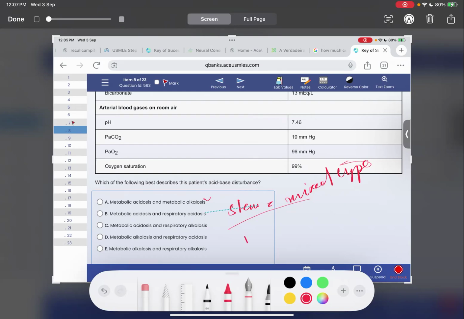If you have mixed type of options in your question, then you have to check whether it's normal compensatory or not. If you don't have both, like metabolic acidosis and metabolic alkalosis, you don't have to look for the whole formulas. Just go for the primary problem.